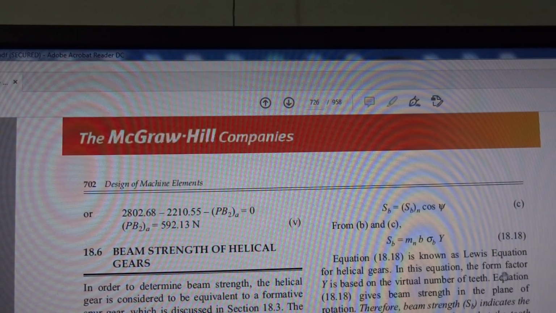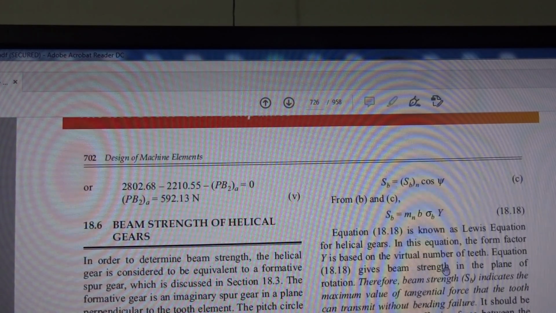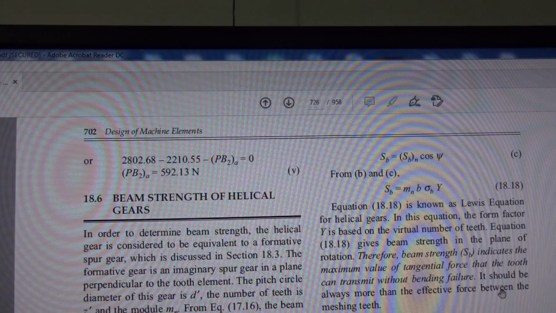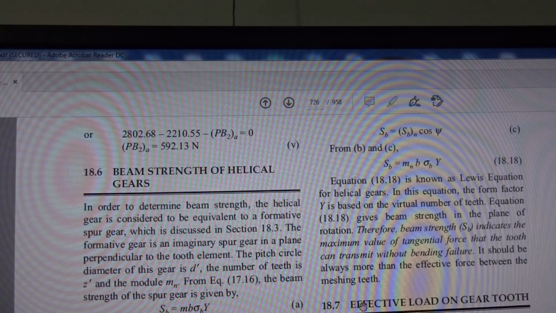In this, the form factor Y is based on the virtual number of teeth. This equation gives the beam strength in the plane of rotation. Therefore, the beam strength SB indicates the maximum value of tangential force that the tooth can transmit without bending failure. It should always be more than the effective force between the meshing teeth.